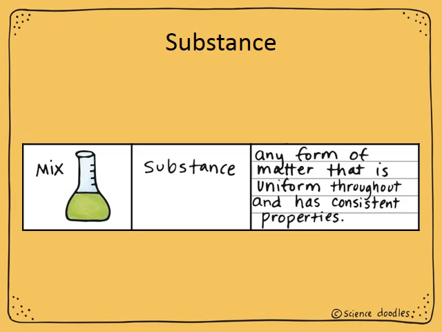Okay. So a substance is any form of matter that is uniform throughout and has consistent properties. So it's basically just something, you look at it, it looks the same all the way through. There's no splotches or extra parts floating around. And it just has the same properties all the way through. So whatever's at the top of your container is the same as whatever's at the bottom.